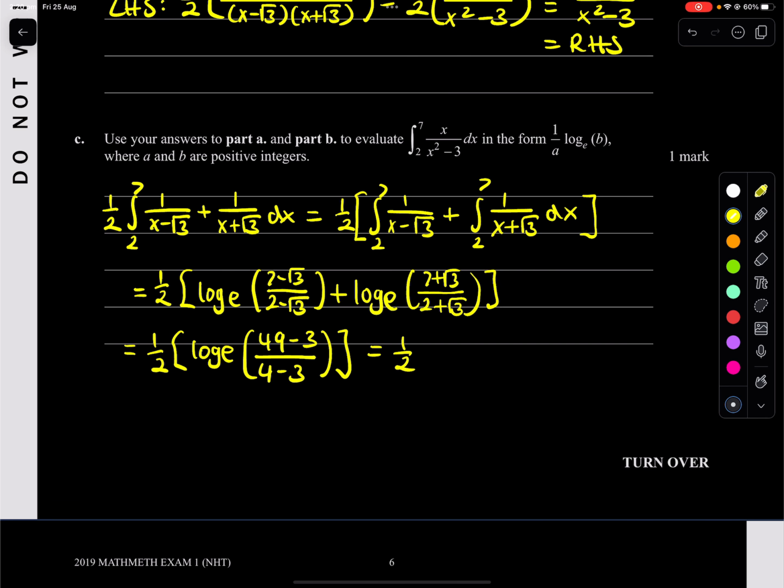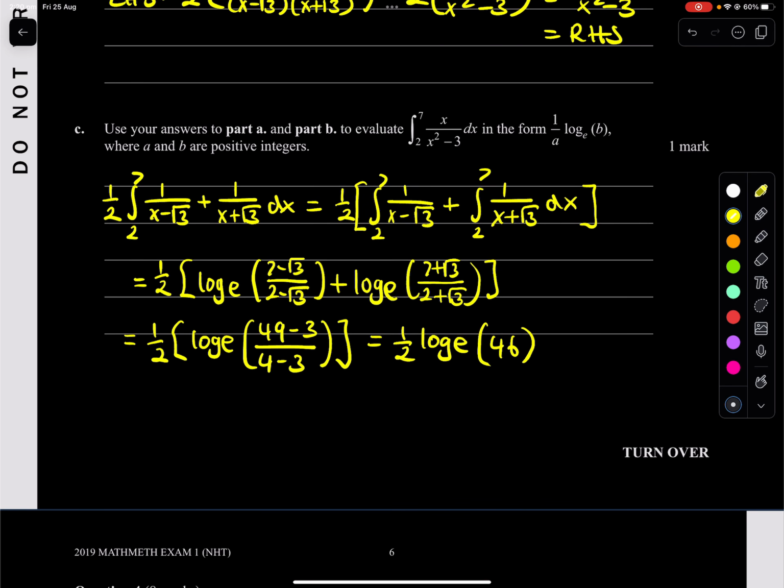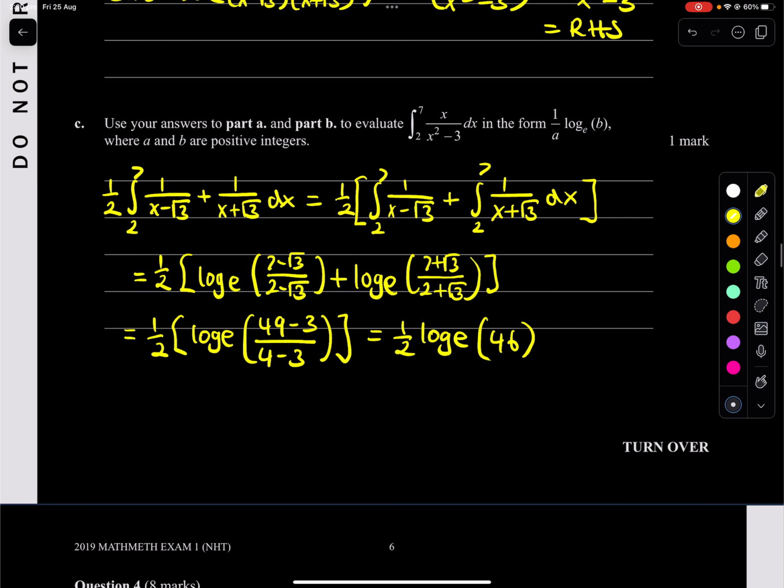equals half log e 49 minus 3 is 46 over 1, which is just 46. And is that it? It says where a and b are positive integers, 1 over a, yep, 2, looks right, yeah.